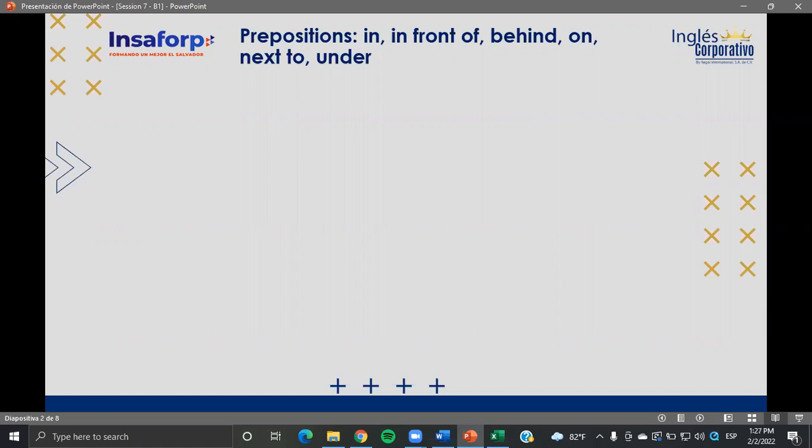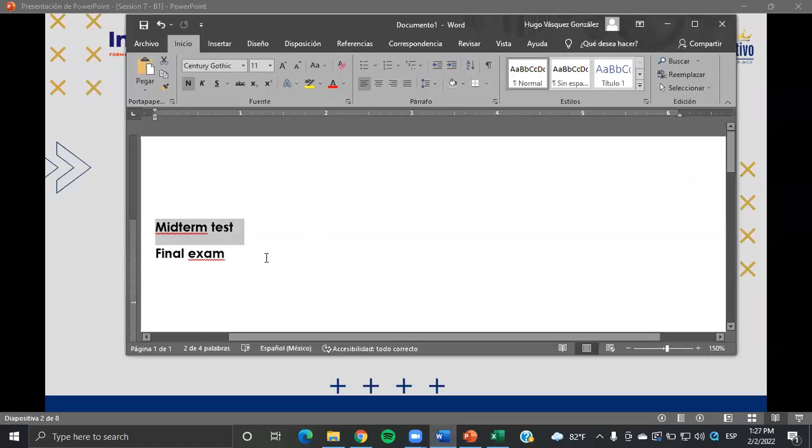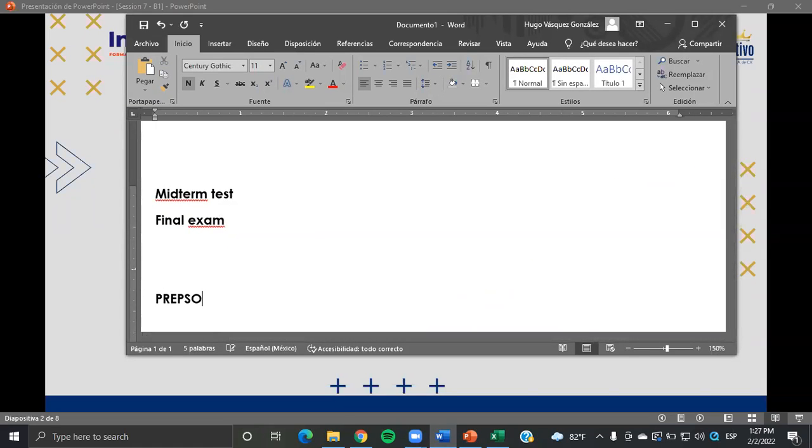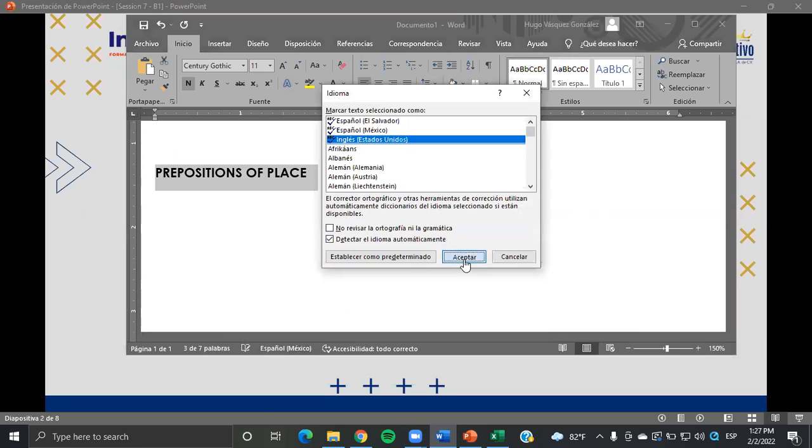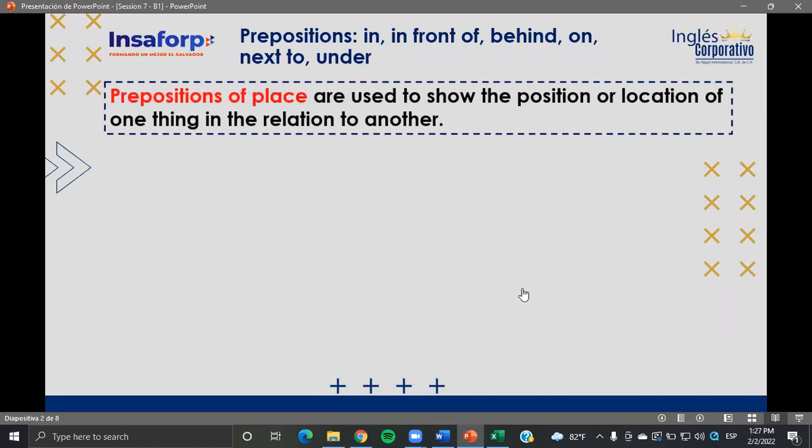Well, let's begin by saying, when do we use prepositions? Remember, these are prepositions of place. Okay. When do we use prepositions of place? Let me show you. We use them to show the position or location of one thing in relation to another, right? So we use prepositions because we want to say positions.